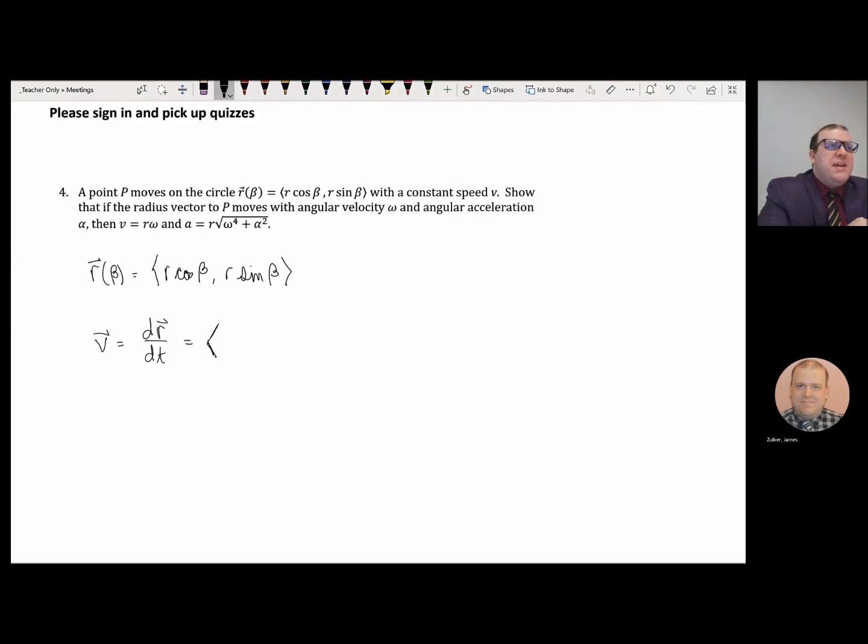Right, so why is it times beta? You're right to use the chain rule. It'd be the derivative of beta with respect to time, right? That's what the chain rule says. Take the derivative of what's inside. So it'd be negative r, and I'm going to use the dot notation because I don't feel like writing d beta dt.